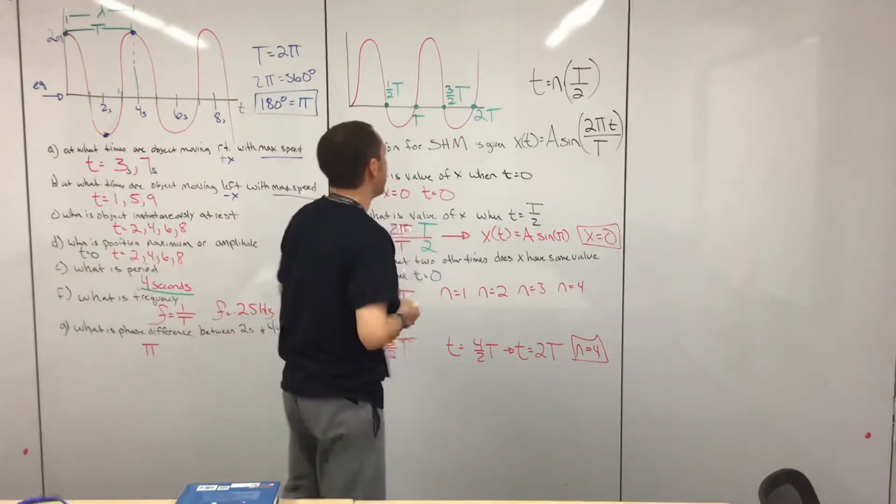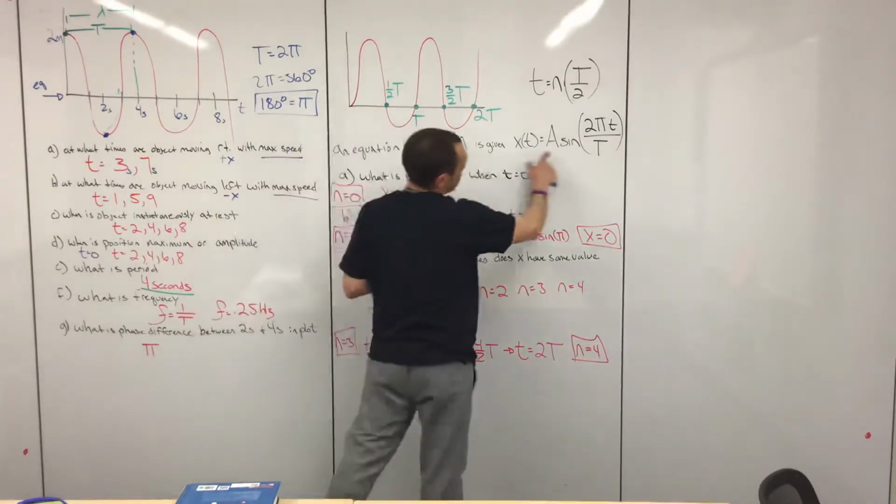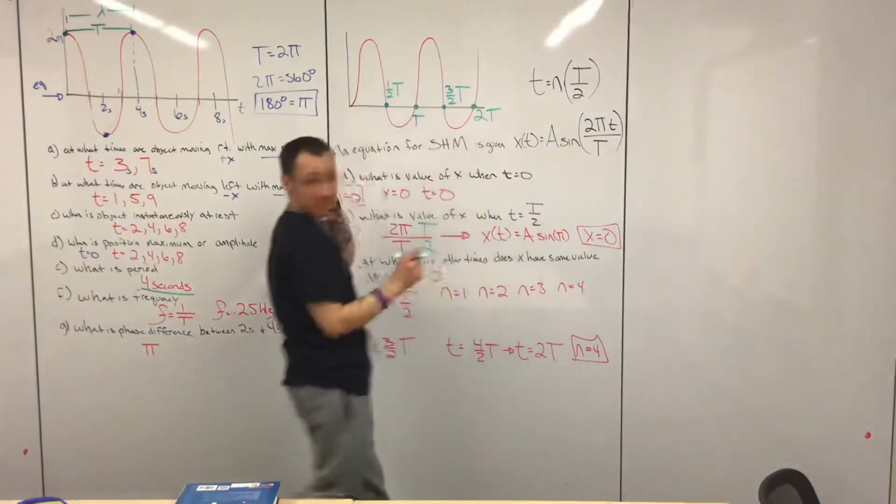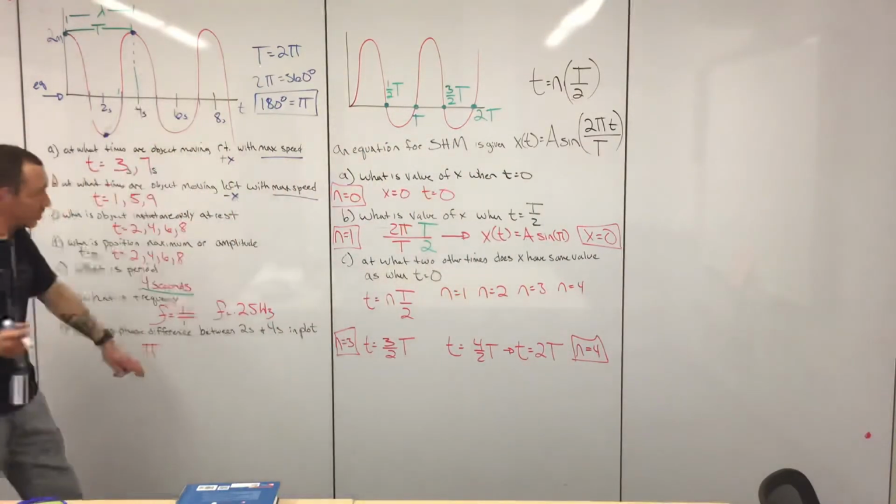All right, now for over here, we are told that we have an equation for simple harmonic motion that's given like this, where this is the second question. Sorry about that. So that's all for this question.